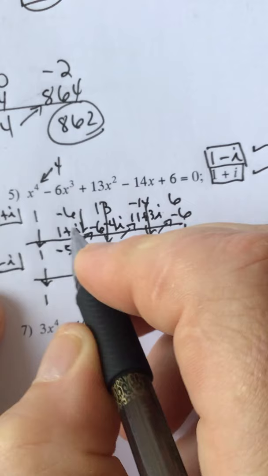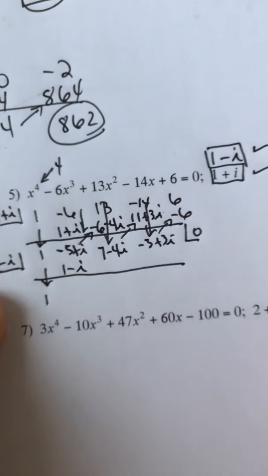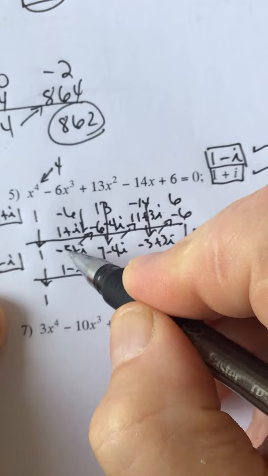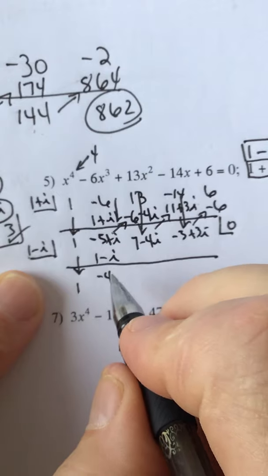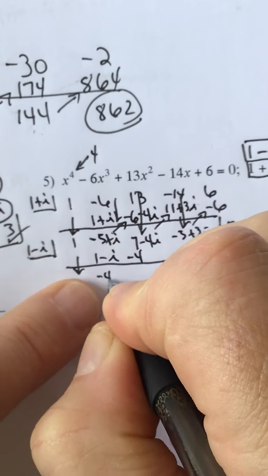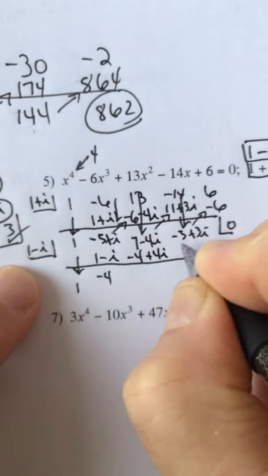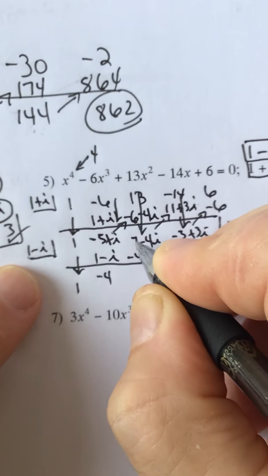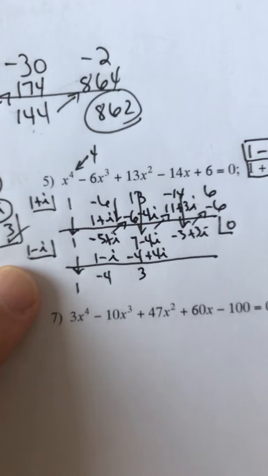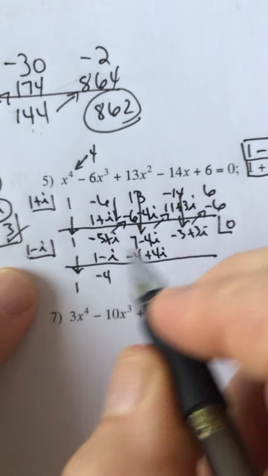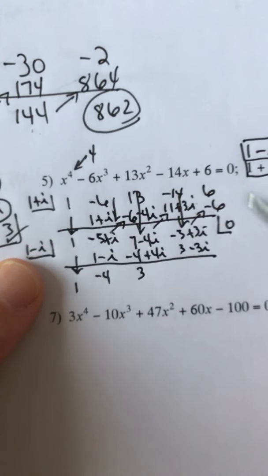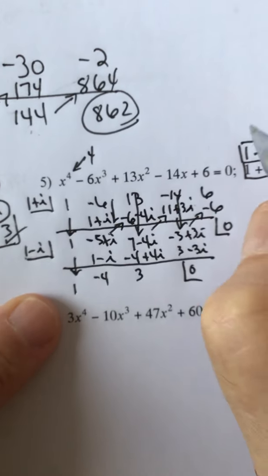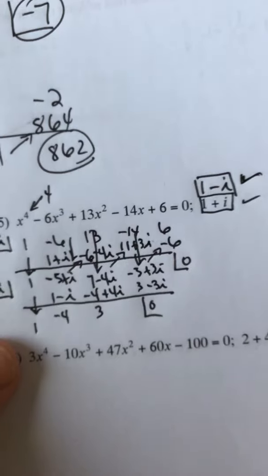Okay, drop down the 1. 1 times that is 1 minus i. Well, now the i's go away, so it's really -5 plus 1 is -4. Okay, multiplying this one. Negative 4 times 1 is negative 4. Negative 4 times negative i is plus 4i. And look, the imaginary part goes away again. So 7 minus 4 is 3. And now 3 times 1 is 3. 3 times negative i is negative 3i. And look, the real part, negative 3 plus 3, is 0, and the imaginary part is 0. That confirms that this one is also a 0.